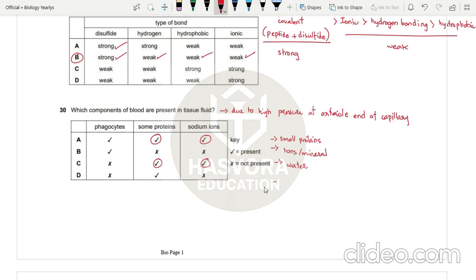One thing you need to remember is that the tissue fluid passes through lymph, and lymph is the place where the lymphocytes and all the white blood cells are present. So when the tissue fluid passes through the lymph, most of the phagocytes and the different types of white blood cells become present in the tissue fluid. So that is why it is rich in WBCs, or white blood cells. So phagocytes will be present in the tissue fluid. So A will be the answer for this question.